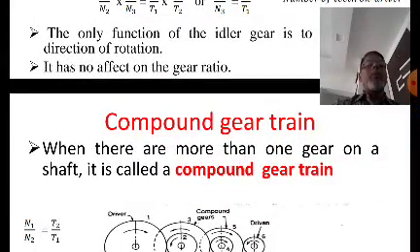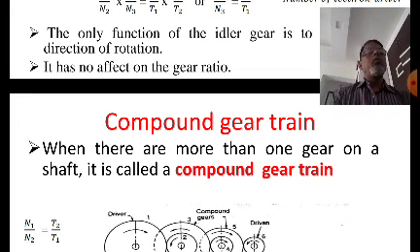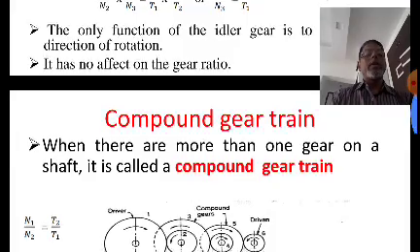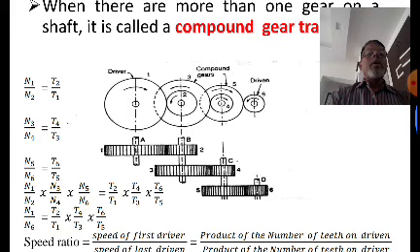Now the second one is the compound gear train. When there is more than one gear mounted on a single shaft, that is called a compound gear train. Now you can see in this diagram, gear 1 is mounted on shaft A. Gear 2 and 3 are mounted on shaft B. Gears 4 and 5 are mounted on shaft C, and gear 6 is mounted on shaft D. That means gears 2 and 3 are a compound gear. Gears 4 and 5 are also a compound gear, right?